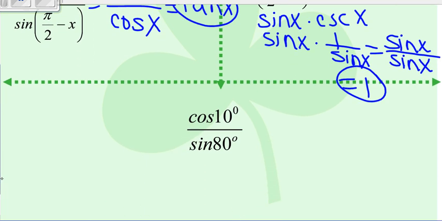Okay, now this bottom one is a little trickier. Okay, so if we look at this problem, we can rewrite what we have there. So cosine of 10 degrees could also equal sine of 90 minus 80.